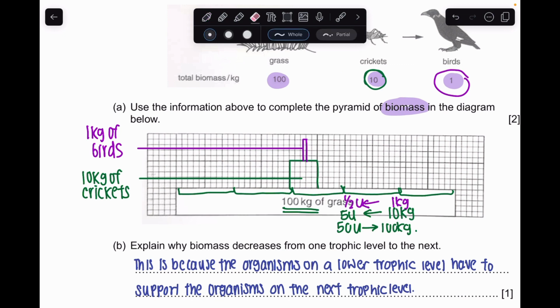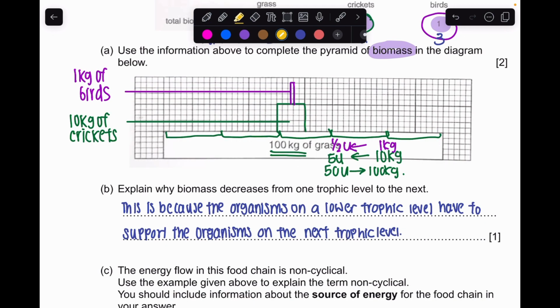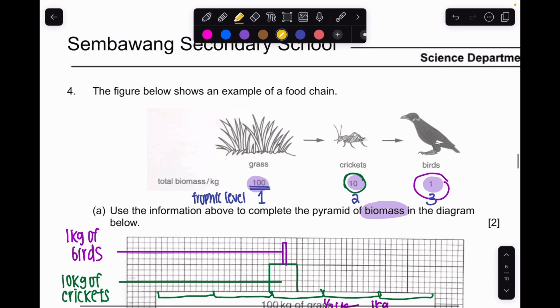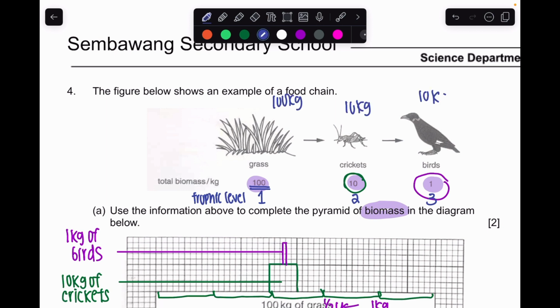Now, next question. Why does biomass decrease from one trophic level to the other? And indeed, that's what we see, right? On the first trophic level, the grass occupying trophic level 1 has 100 kg of biomass. But as we go up to level 2 and level 3, we see a slow decrease in the biomass. So essentially the question is asking, how come I cannot afford to have more organisms on the higher trophic levels? How come it's not possible to have 100 kg of grass here, 10 kg of crickets, and then 10 kg of birds here? How come the biomass will necessarily decrease?